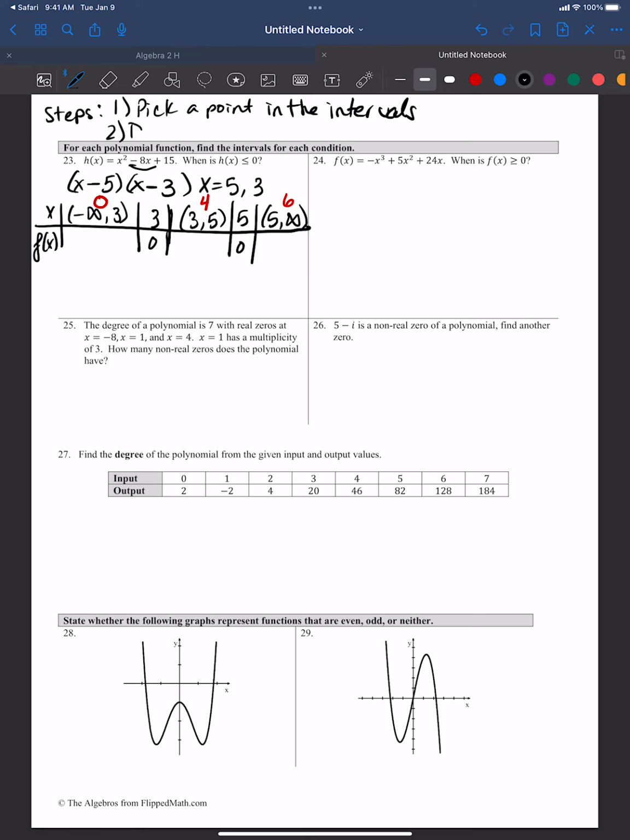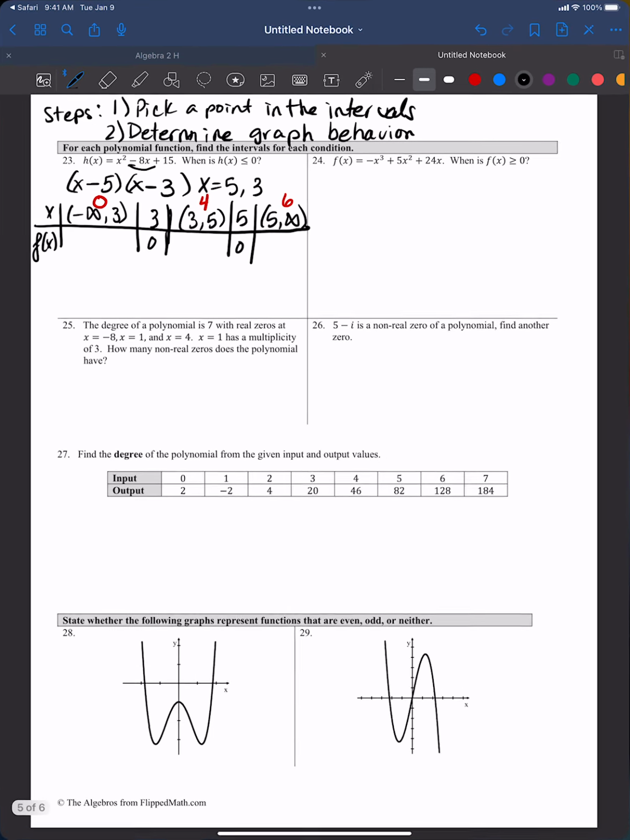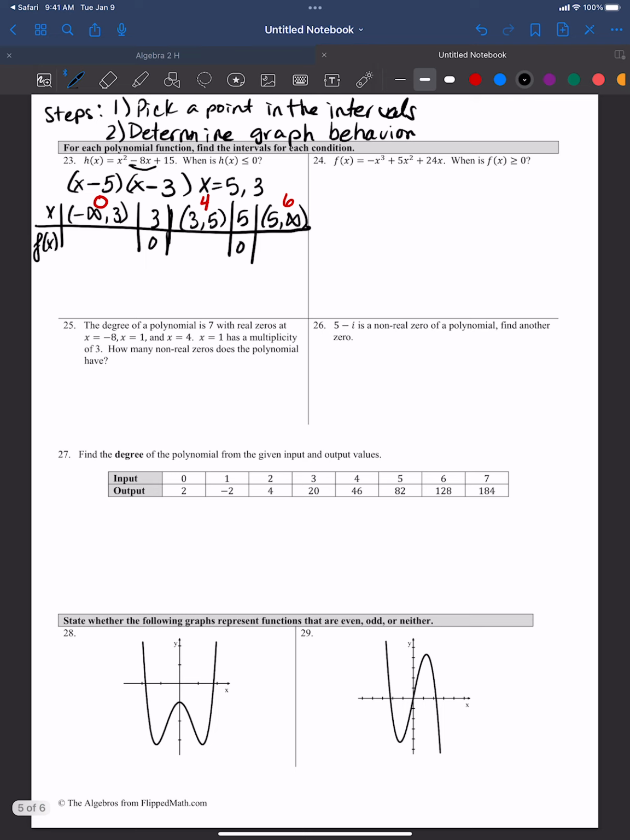So your step 2 will be determine the graph behavior. So when you plug in these values that I've given to you, if you haven't done this question yet, you can go ahead and fill it out if you want to with those red values there. When you plug it in, what's going to happen is from negative infinity to 3, it will be positive values.